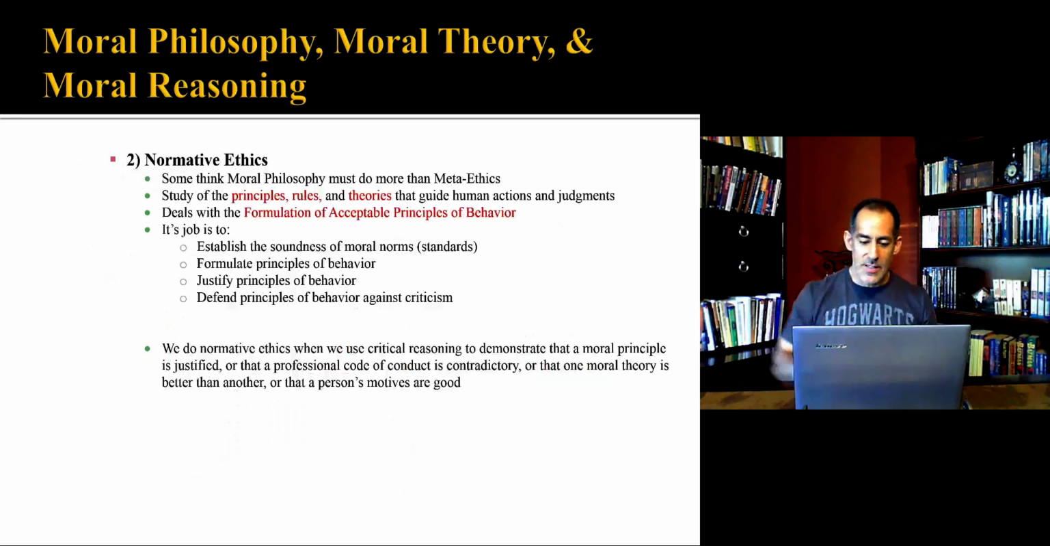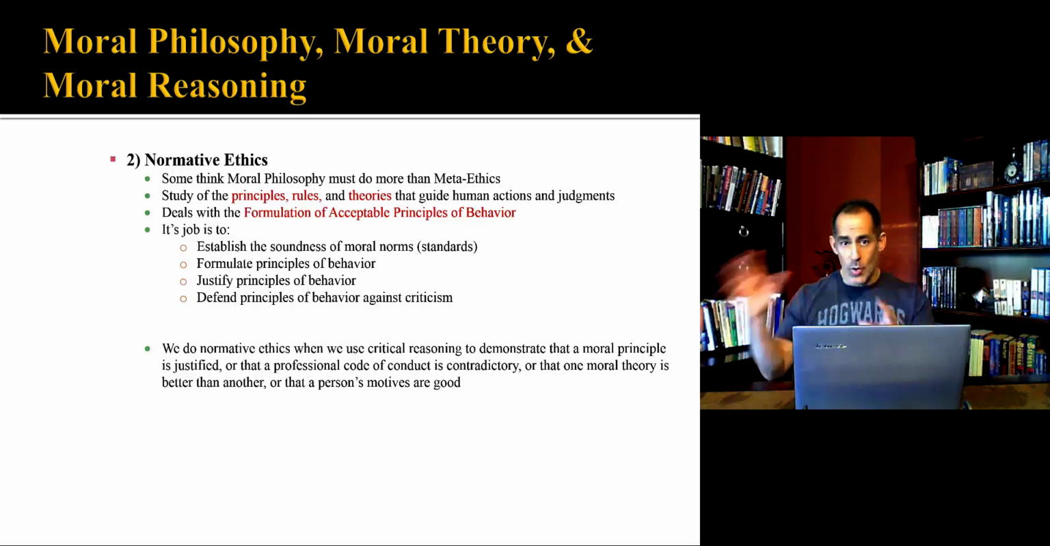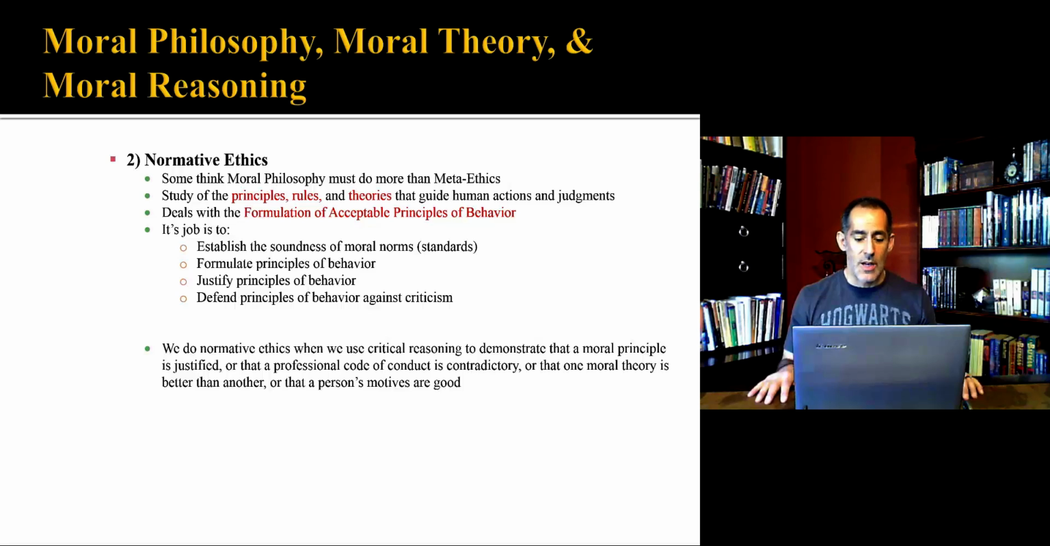Okay, so that's metaethics. The second branch is normative ethics, and the middle part of this course is going to be dealing with normative ethics. Basically, the material for tests 2 and 3 are going to be normative ethics. And here we're dealing with the study of principles, rules, and theories about human action and judgments. How do you formulate acceptable principles of behavior? What are the rules that a good system is going to employ? And what are some of those systems?